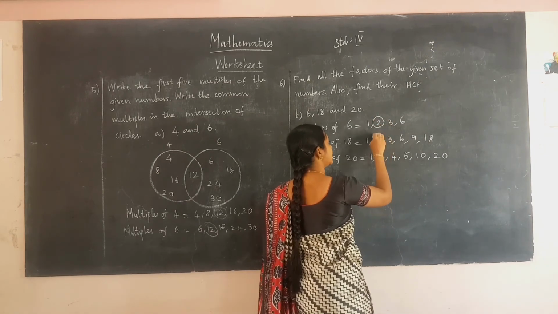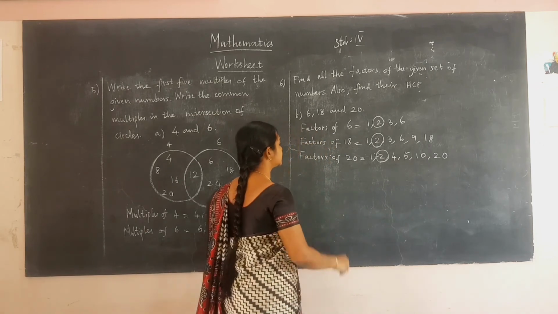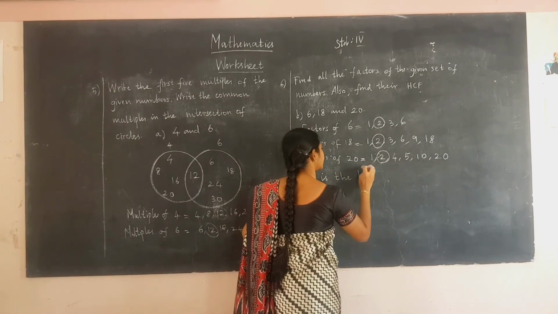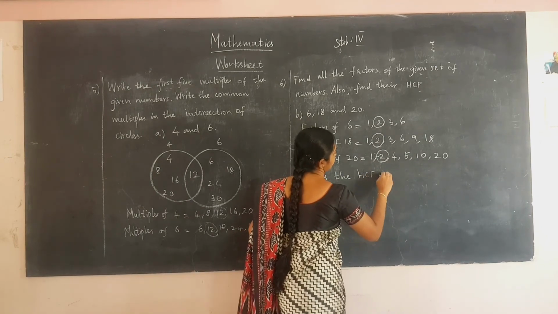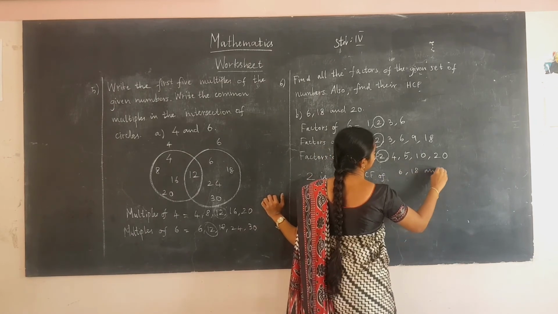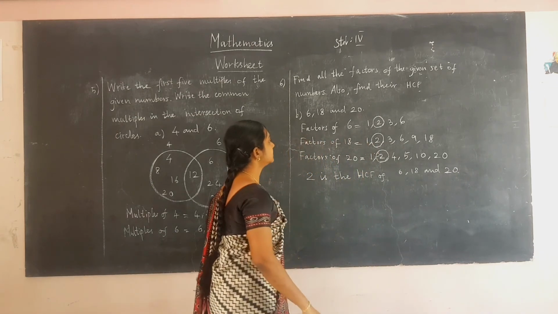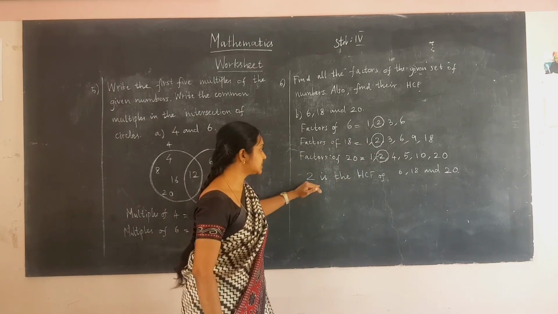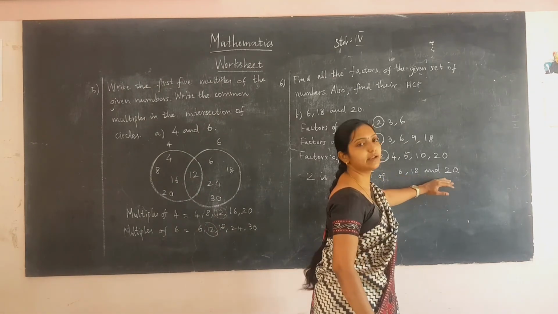2 is the only common factor and 2 is the HCF of 6, 18 and 20. We cannot find any other common factor. So, 2 is the highest common factor of 6, 18 and 20.